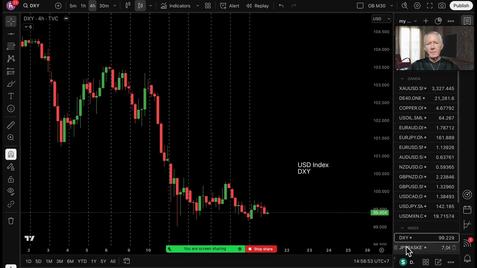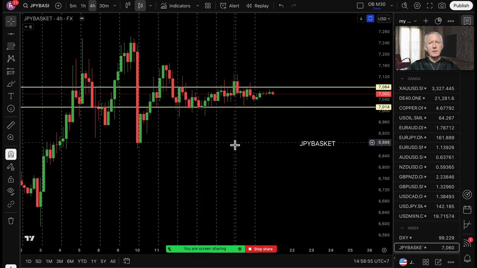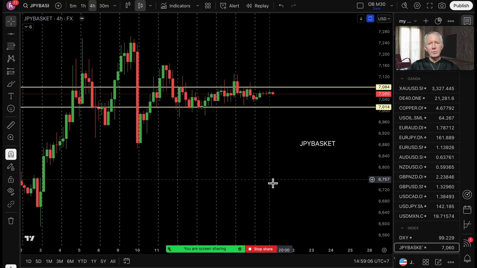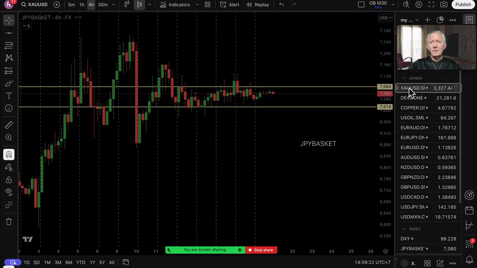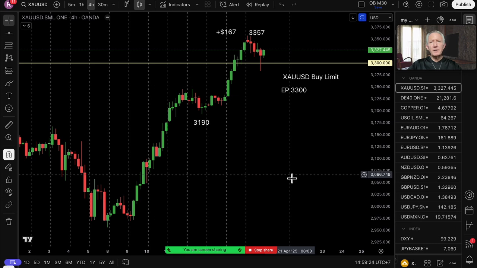Then the JPY basket didn't really do much at all. It was what we call a candlestick sandwich. It broke out a little bit above our trading range there, but then came right back down into it. So for the entire week, it's just been going sideways. And straight into the pending orders that I have for you, and we'll start off with gold.